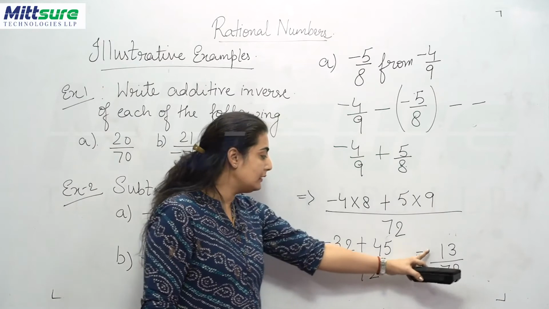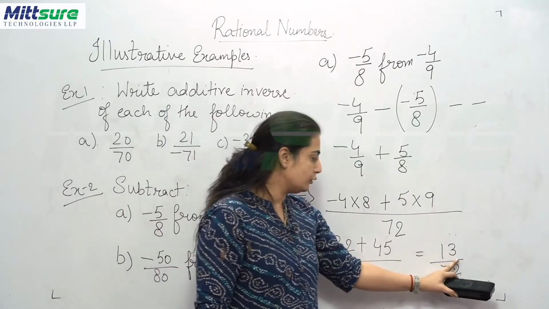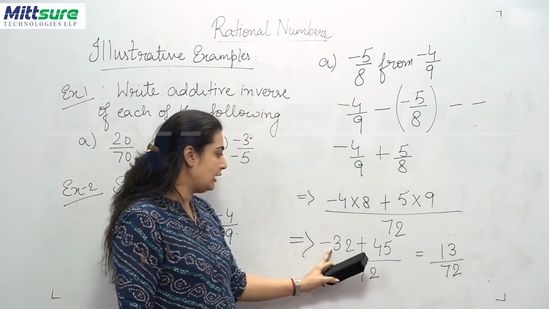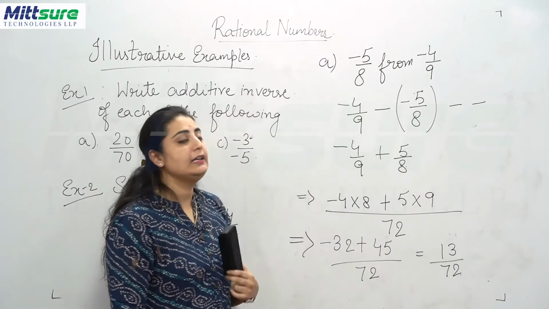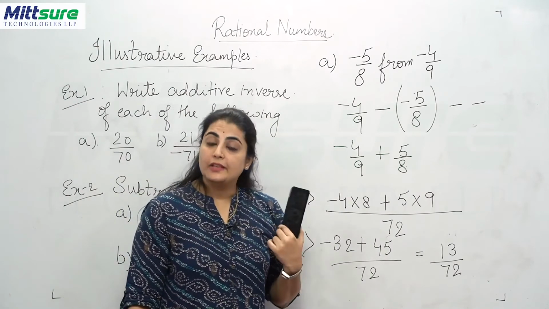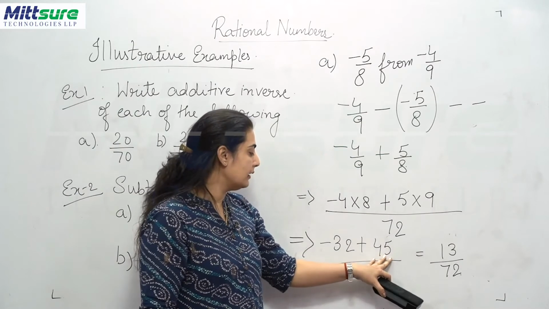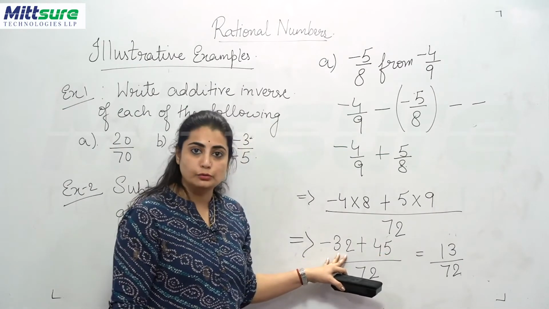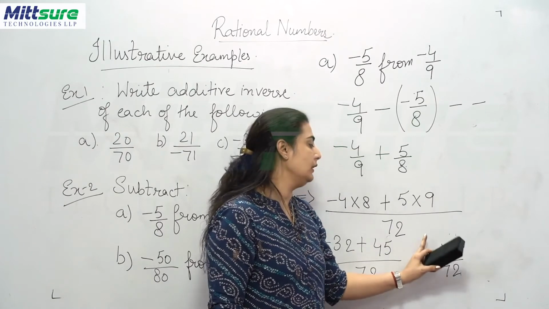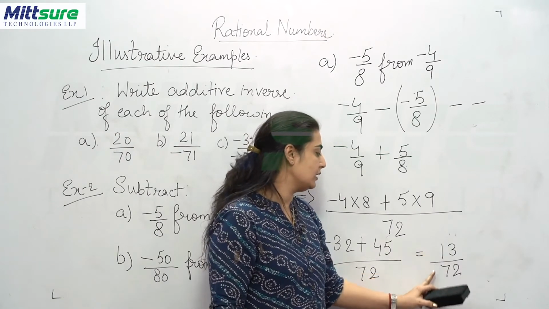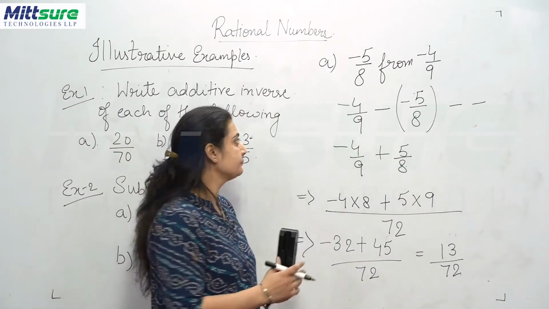Now, how did we get this 13 upon 72? 5 minus 2 gives you 3, 4 minus 3 gives you 1, that becomes 13. Now, why will the negative sign not come? Negative sign will not come because 45 is the bigger number than 32. So the difference, or the numerator of the rational number, will be assigned a positive sign.